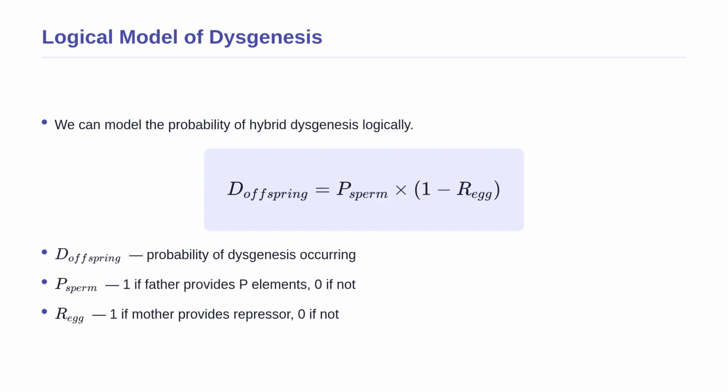Let us define the terms. D offspring is the probability that dysgenesis occurs. P sperm is assigned a value of 1 if the father provides P elements and 0 if he does not. R egg is 1 if the mother provides the repressor in her cytoplasm and 0 if she does not. Notice the term 1 minus R egg. If the mother provides the repressor, R egg is 1, making this entire term 0, which physically means the egg is completely protected regardless of what the father provides.